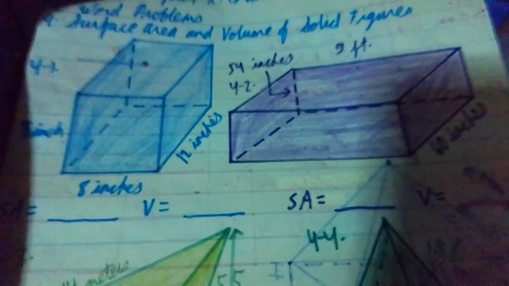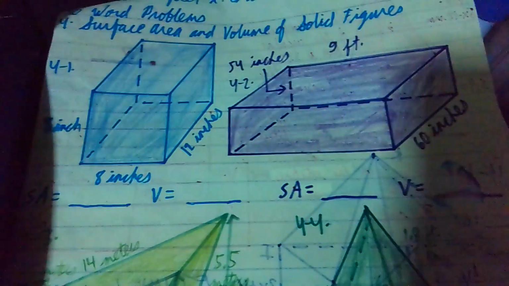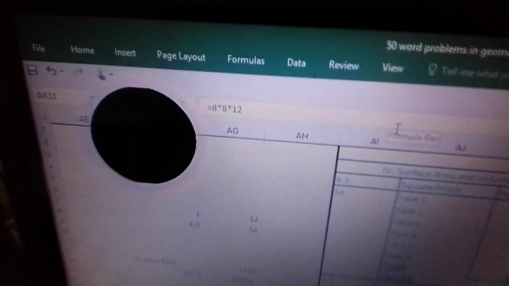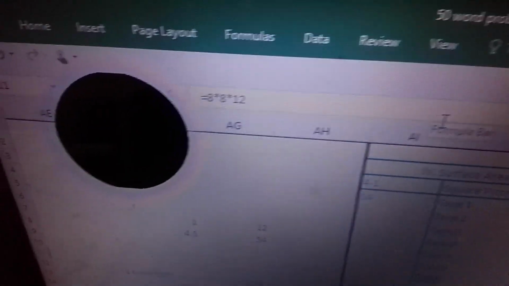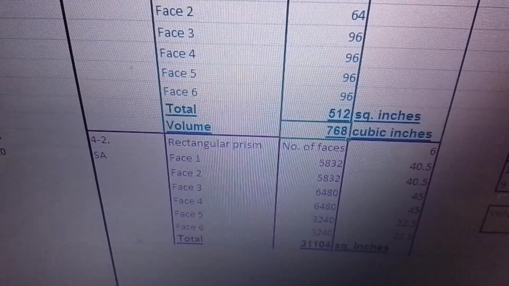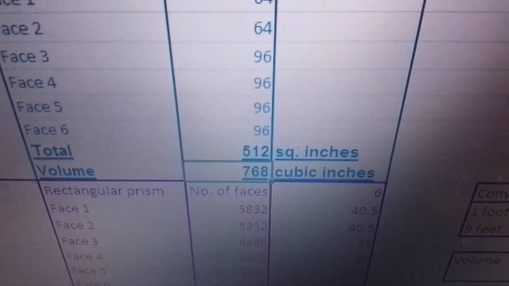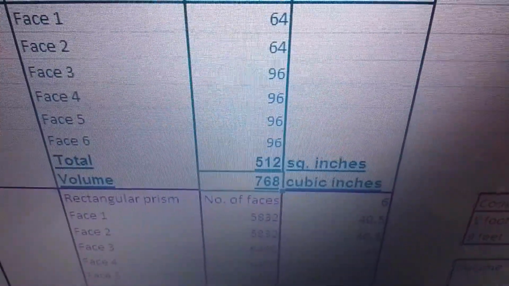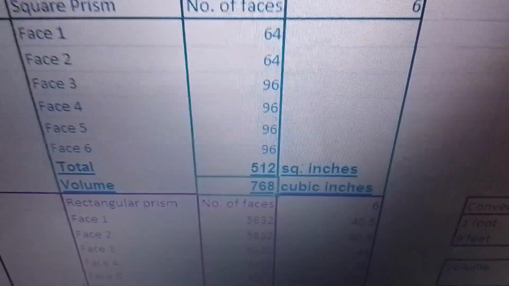Now, to solve for volume, ang volume ay pinakamadali lang. You just do length times width times height. Ganito kasi yung nangyari. This is how we solve for the volume: 8 times 8 times 12, and then what's the answer? We should get 768 cubic inches. So, yun po yung tamang sagot. Alright? That's for item 1.